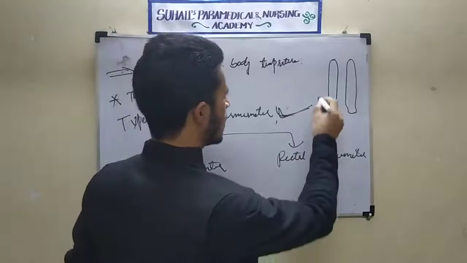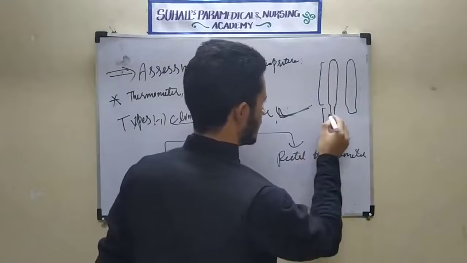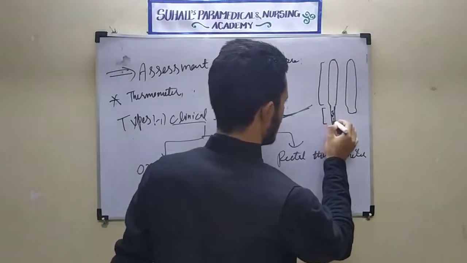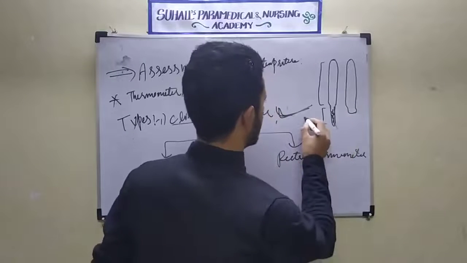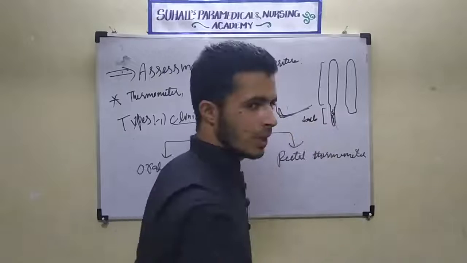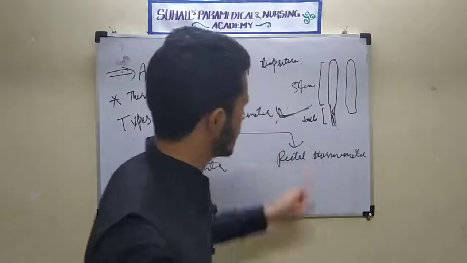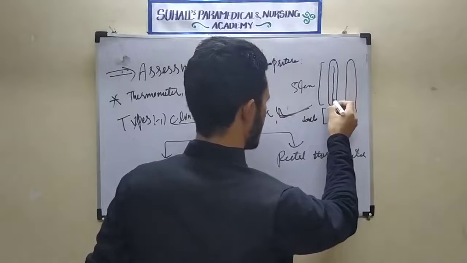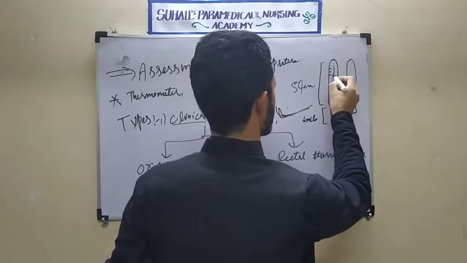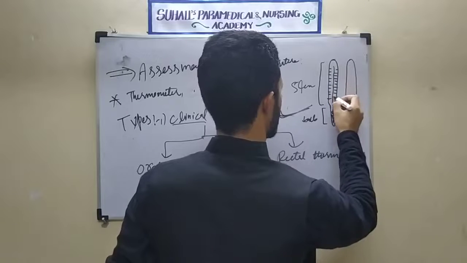See here, parts of thermometer: one is this part, another is this part. This part is where the mercury is present. The mercury containing part is called the bulb. This is called the bulb. And this part is called the stem. These are the two parts. And this is the mercury line. This is the mercury line, and these are the readings on the thermometer.